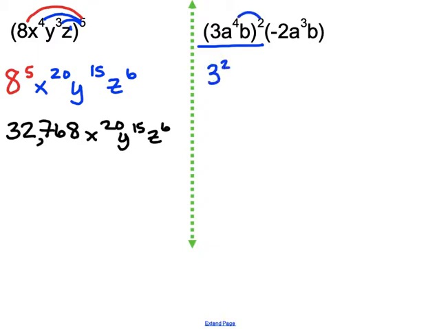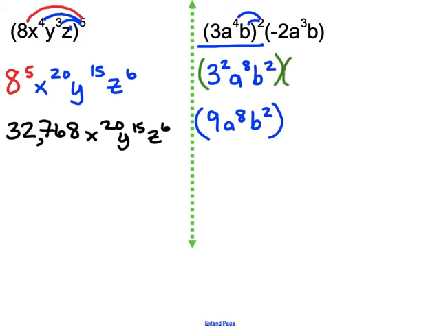Power to a power, you multiply. It's like distributing. 2 times 4 is 8. And then 2 times 1 is 2. Then I'm going to simplify it. 3 squared is 9. And then I'm going to bring down the rest of my math problem. And now that I have no more power to powers, I multiply the numbers and add the exponents.